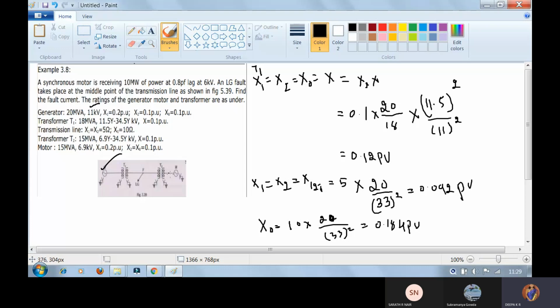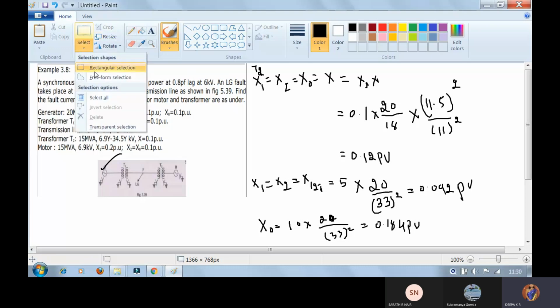So what do we have next? Again, we have a transformer 2. I'll make the correction here and write it as transformer 2. Here also you can observe the same thing. Your X value is given. It says that you have X1 is equal to X2 is equal to X0. Same thing, so we'll just substitute the values here for transformer 2.